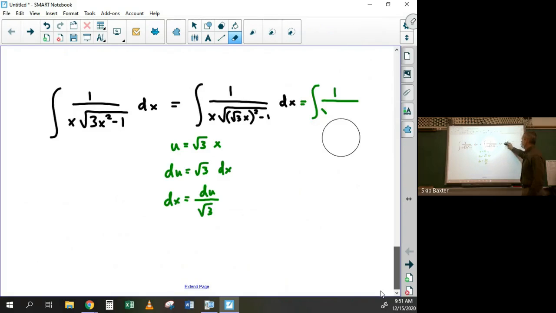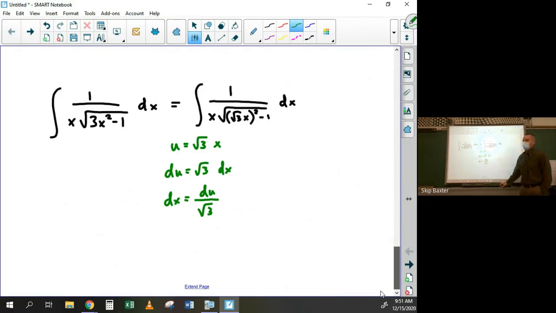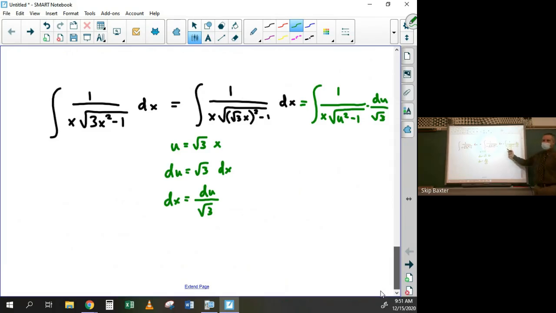Ooh, how do you fix this? Okay, this is a good one. What do you do? Everybody see the problem? If I do what I'm going to do, which is 1 over the square root of u squared minus 1 du over radical 3, there's nothing that cancels with that x. So what can I do?